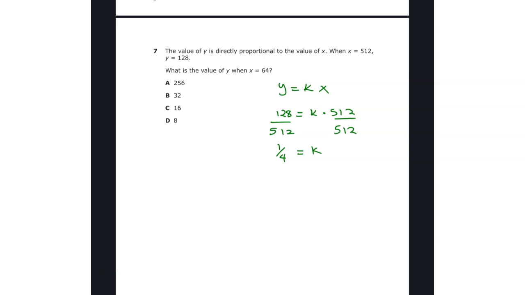So now our new equation is going to be y equal to 1/4 multiplied by x. So now it says, what is the value of y when x is 64? So when x is 64, y is going to be 64 multiplied by 1/4. So y equal to 16. That's your answer here.